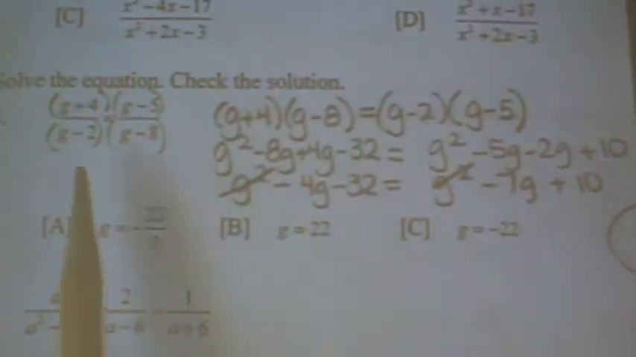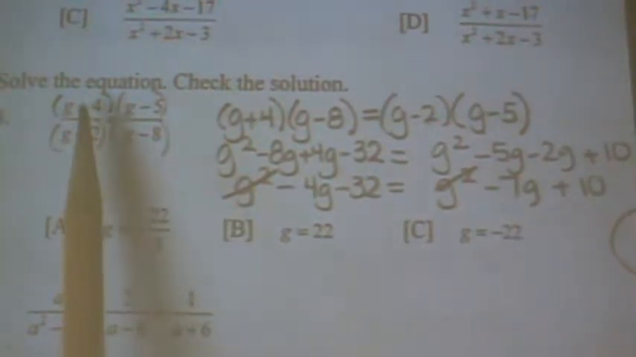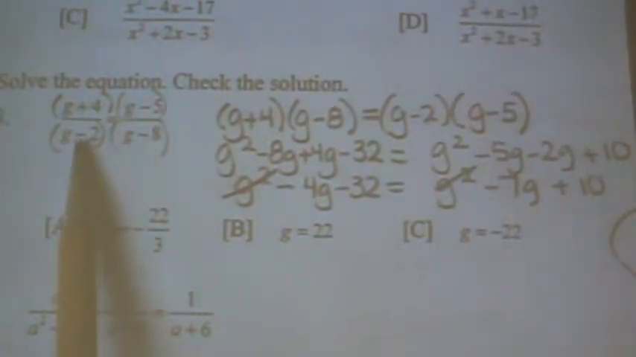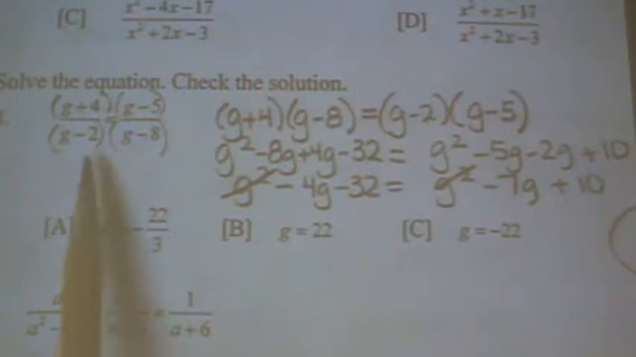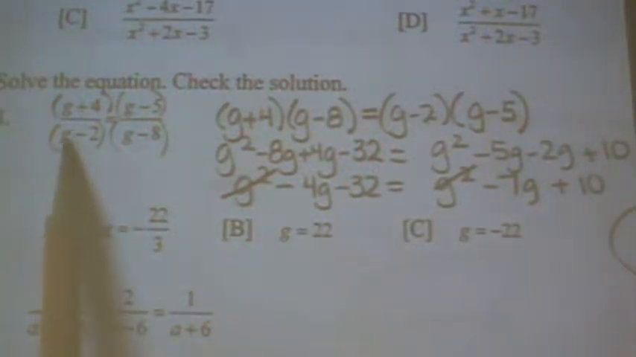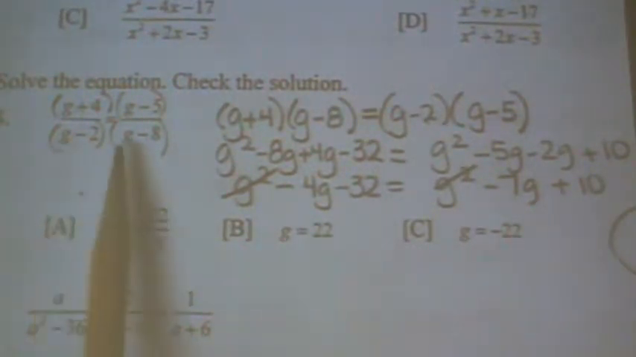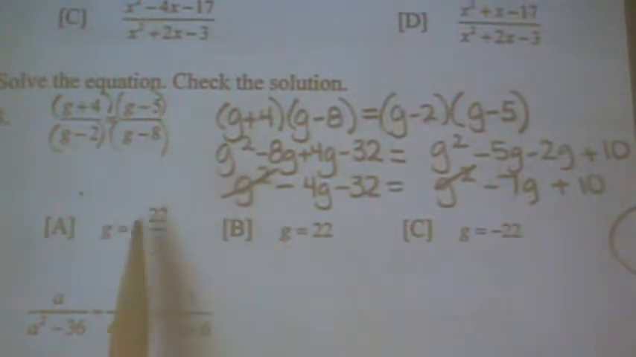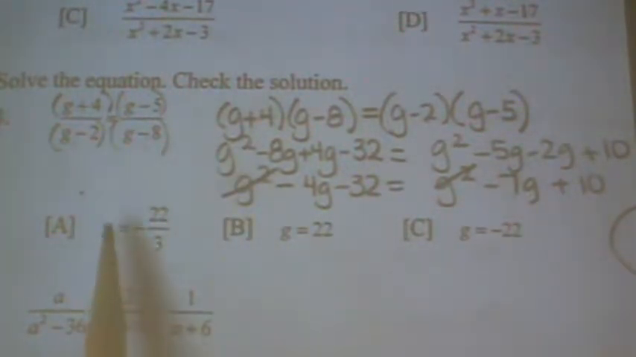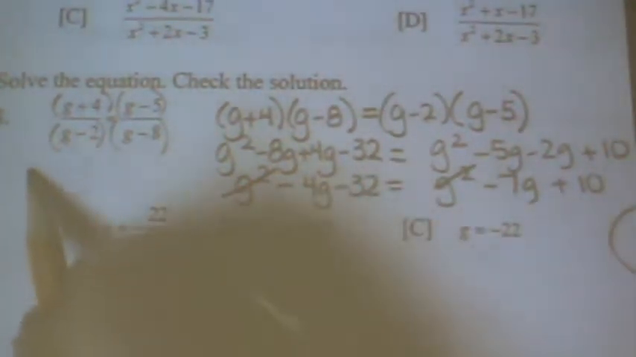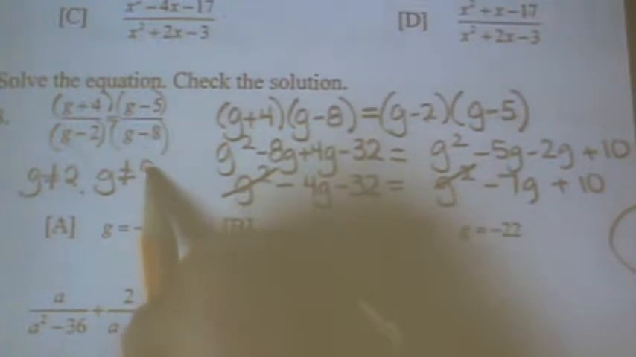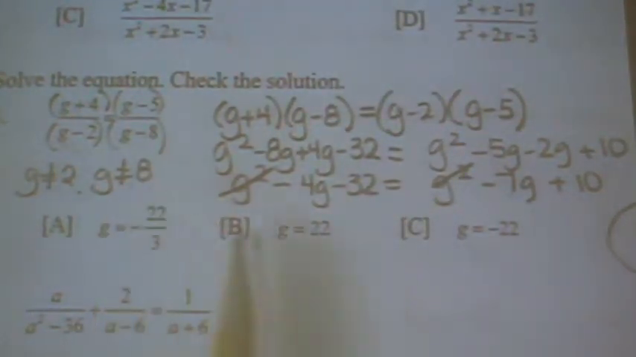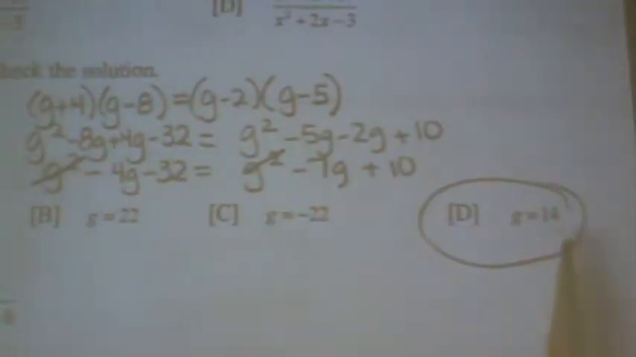Now, be careful for extraneous solutions. Whenever you're dealing with an equation, you do not want any answers that will result in a 0 in the denominator. So an extraneous solution would be, if I came up with g is 2 or g is 8, those would not be good answers. We'd have to throw them out. So g could not be 2, g could not be 8, those would be extraneous. We didn't come up with those two answers, we're safe.